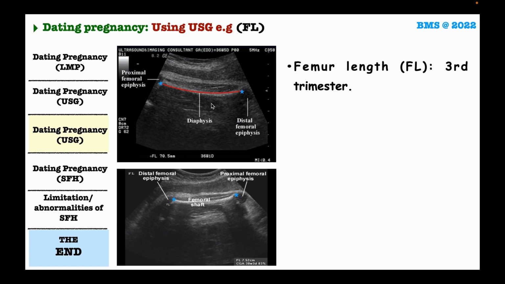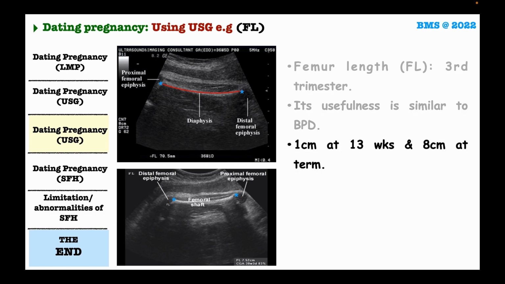As you can see from these ultrasonographies, at a gestational age of 36 weeks and 1 day, the femoral length was 70.5 millimeters. And if you look at the lower one, the femoral length was 7.52 centimeters at a gestational age of 38 weeks and 3 days. By 13 weeks of gestation, the femoral length should be approximately 1 centimeter, and by term, we should have about 8 centimeters of femoral length.